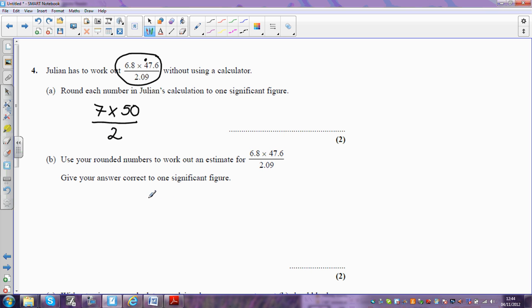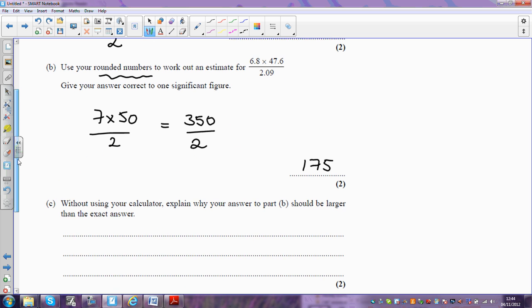Okay, what we're now going to do is work out the answer to that. So we're going to use our rounded numbers. In other words, we're going to do 7 times 50 divided by 2. Well, if we do 7 times 50, that's 350. So we're doing 350 divided by 2, which is 175.